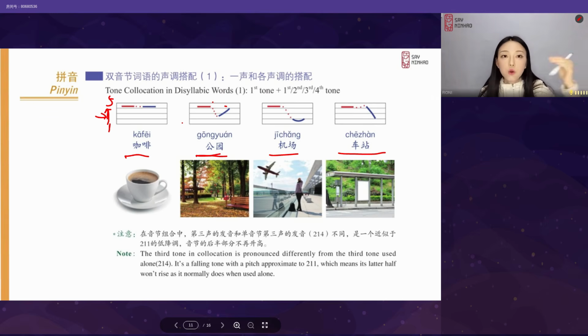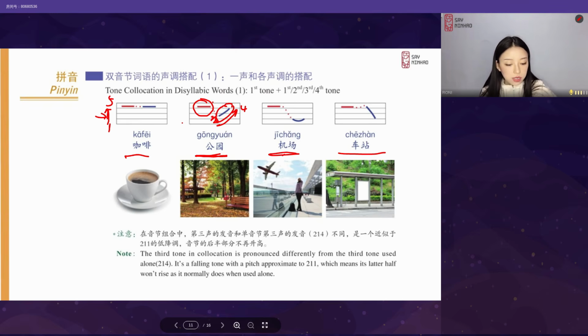Next one is 公园, it means park, okay, park. 公园, read after me, 公园 it means park. And we can see the first tone is still the highest and the second tone is rising up. It rises from 2 to 4, it is rising.